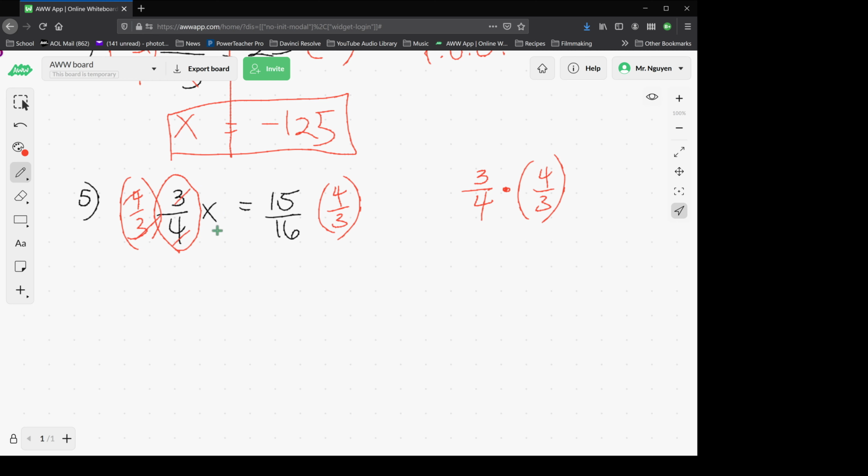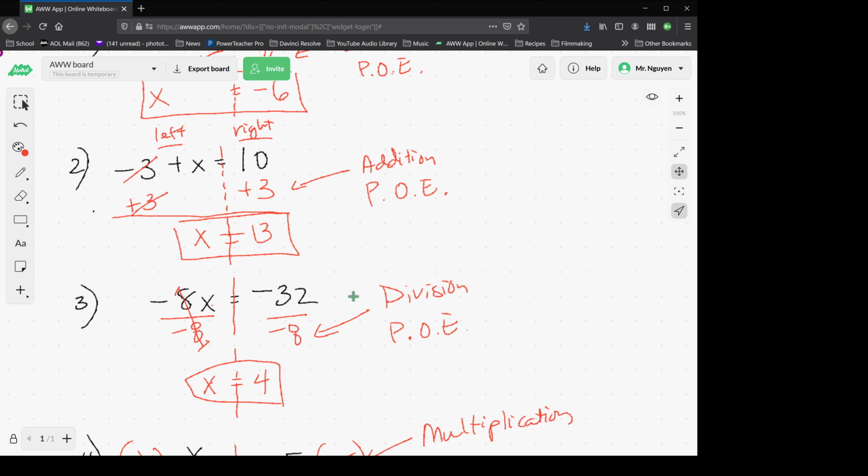So these cancel out. And so on the left-hand side, we're left with just x. And over here, we can cross cancel as well. 3 divided by 3 is 1. 15 divided by 3 is 5. 4 divided by 4 is 1. 16 divided by 4 is 4. So we're left with just 5 over 4. And it's perfectly okay to leave things as an improper fraction because you'll never see mixed numbers again after 7th grade, really. So get used to improper fractions. That's my recommendation.